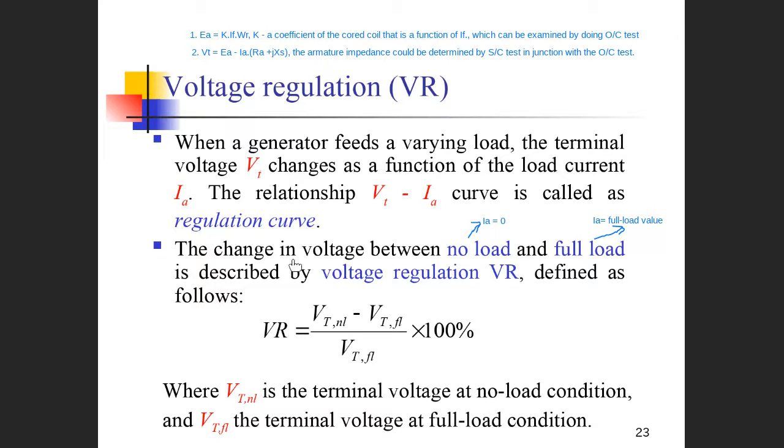So the change in the voltage between no load and full load is described as voltage regulation, defined as follows: the terminal no load voltage minus the terminal full load voltage, over the terminal full load voltage, as a percentage. That is the voltage regulation. The no load voltage is the internal generated voltage. If it stays unchanged, when there is a full load output, the terminal voltage will be the full load one. So these are the different definitions of voltage regulation.